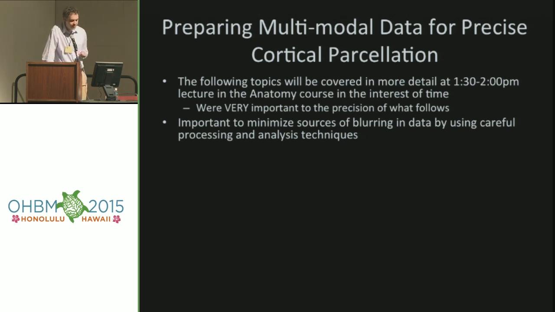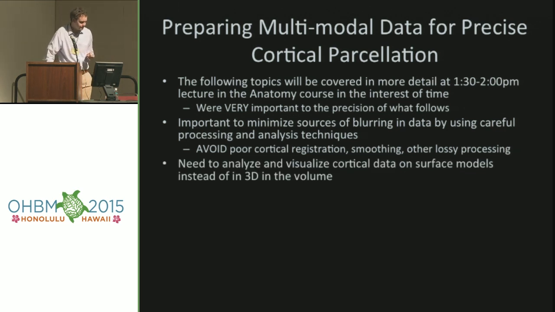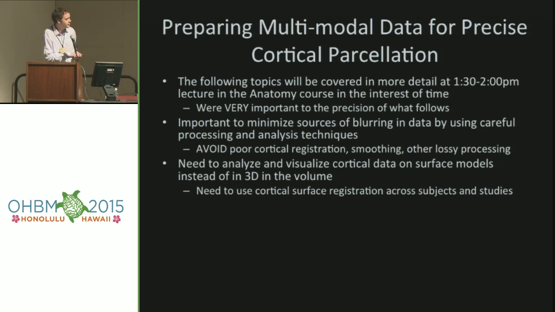So we need to minimize sources of blurring in our data by using careful processing and analysis techniques. And we really need to avoid poor cortical registration, smoothing of our data, or other kinds of lossy processing. So for cortical data, that really means we need to analyze and visualize data on surface models instead of 3D in the volume. And in particular, we need to use cortical surface registration across subjects and studies to be able to maintain the ability to see the boundaries in the places they were in the original data.